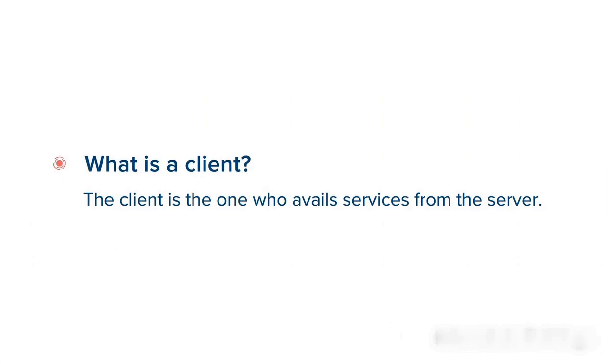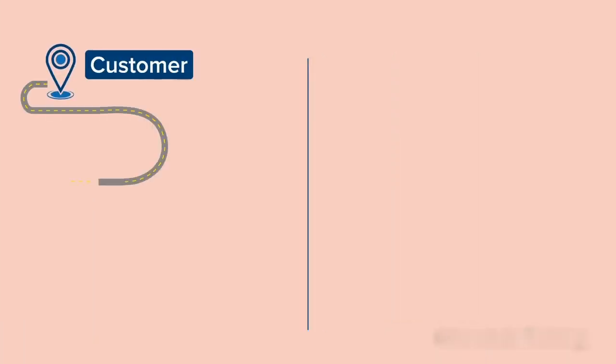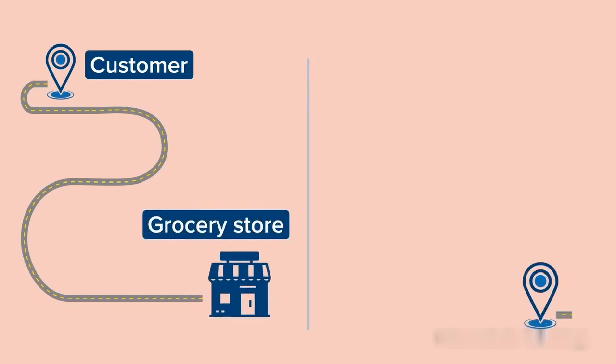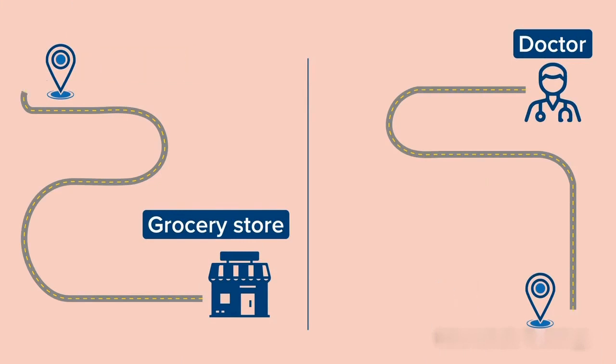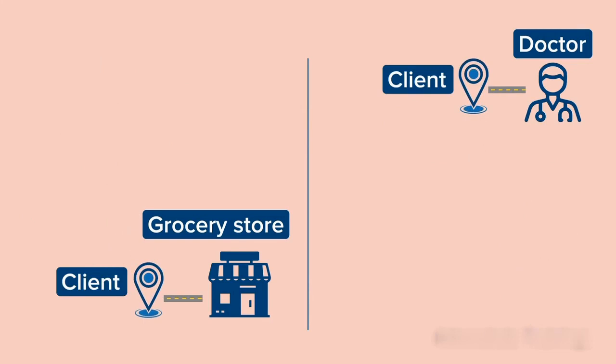Now, let's move to our next term, client. The client is the one who asks and avails services from the server. Like when you go to buy the chocolate, you are the client, and when you go to see a doctor, even then you are the client. Therefore, we can say that these clients and servers always exist in pairs.